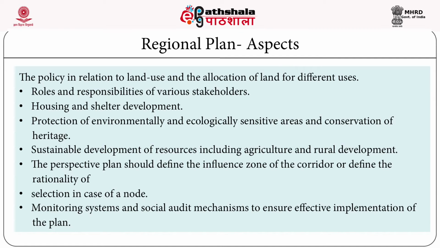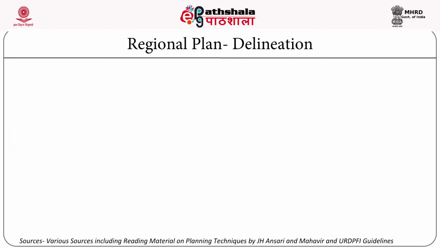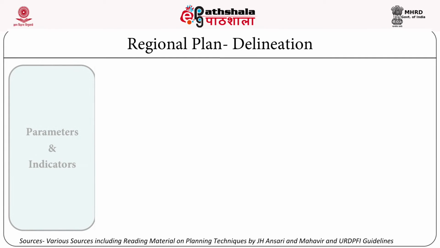And the perspective plan should define the influence zone of the corridor or define the rationality of this selection, in case there are nodes. Then there are monitoring systems and social audit mechanisms to ensure the effective implementation of the plan. So let us learn about the indicators and parameters which are needed to identify or delineate a region for which the plan has to be prepared.